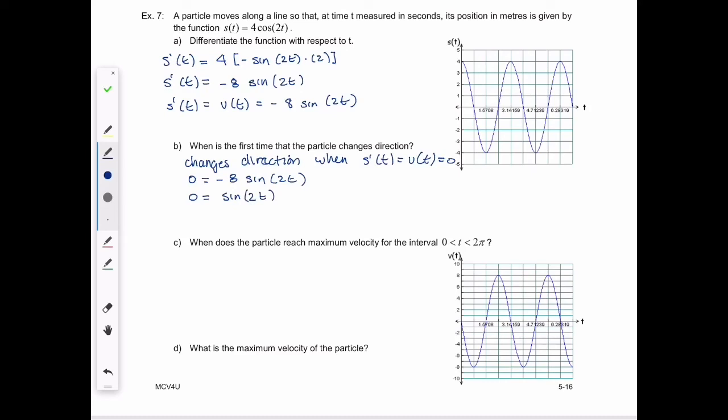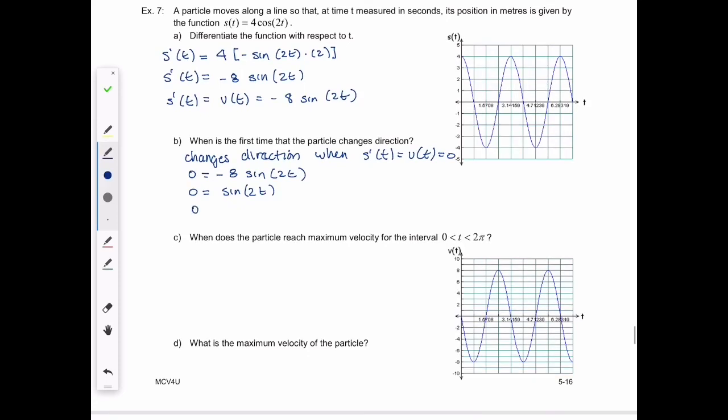And you've got to remember that 2t means the sine function is being compressed, right? In this case, if I were to take the sine inverse of both sides, I'm still going to get 0 on this side, and on this side I'm going to get 2t. So we have to figure out when t is equal to 0. And that happens when t is equal to 0.